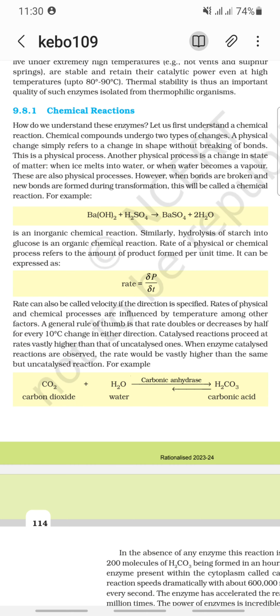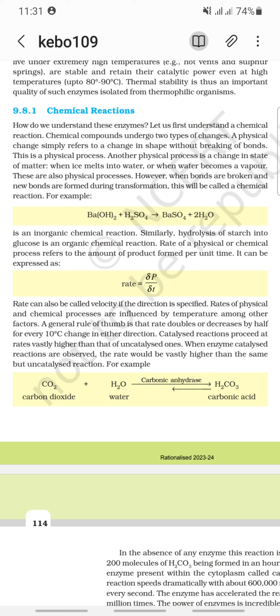Chemical reactions. How do we understand the enzymes? Let us first understand a chemical reaction. Chemical compounds undergo two types of changes. A physical change simply refers to a change in shape without breaking of bonds. This is a physical process. Another physical process is a change in state of matter, when ice melts into water, or when water becomes a vapor. These are also physical processes. However, when bonds are broken and new bonds are formed during transformation, this will be called a chemical reaction.